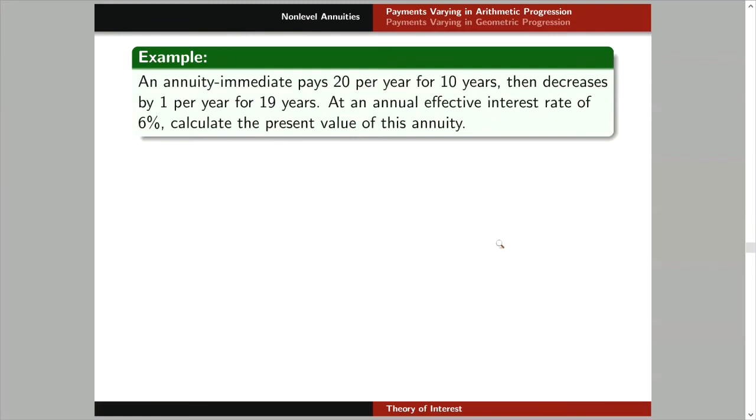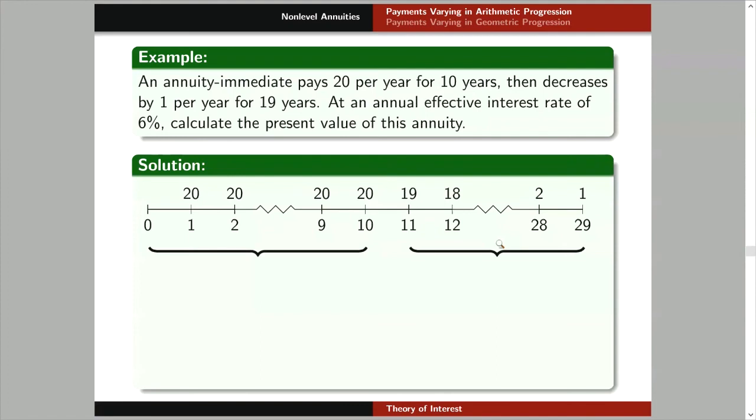First example: we have an annuity immediate that pays 20 per year for 10 years. So we have level payments of 20 for the first 10 years, and then it decreases by 1 unit per year for 19 years. In this problem, we use i equals 6%. We're going to find the present value of this annuity. To visualize this problem, make sure that you draw a time diagram. Your time diagram looks like this.